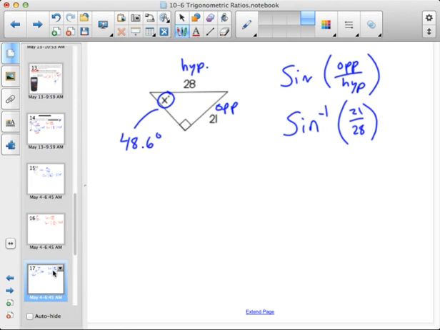Really stick to the math behind it as opposed to just measuring the angles. Okay, so hopefully this was helpful.